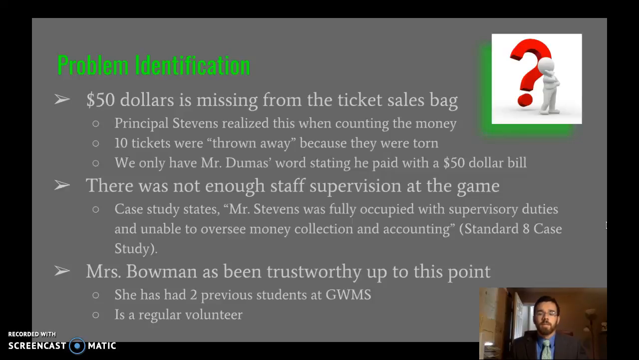Stevens was fully occupied with supervisory duties and was unable to oversee money collection and counting. He needed more staff members there. I know they don't have the money for another assistant principal, but they could pay teachers to be there if they are worried about the safety of the money.